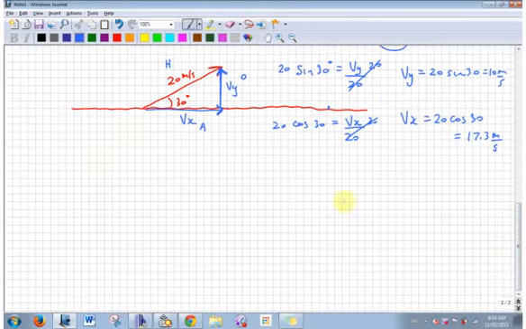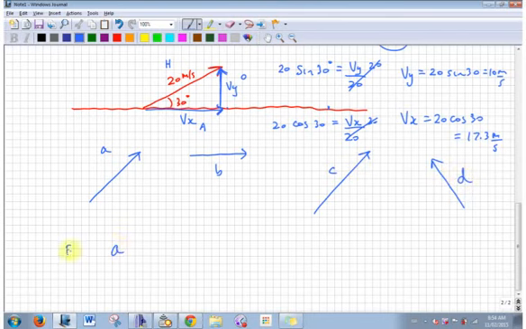Let's write, this would be like a multiple choice question. Okay, so I have A, that's vector A, that's vector B, this is vector C, and this is vector D. Example.